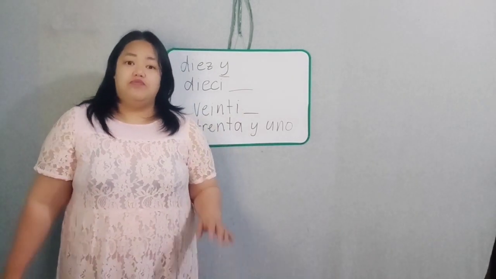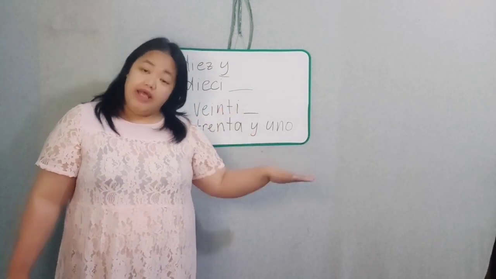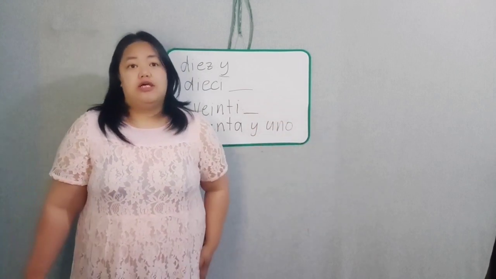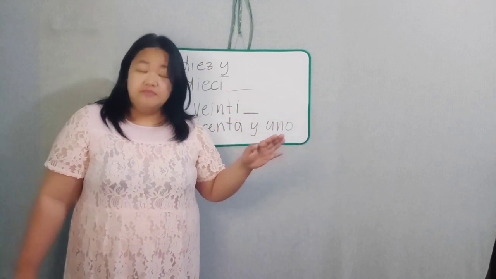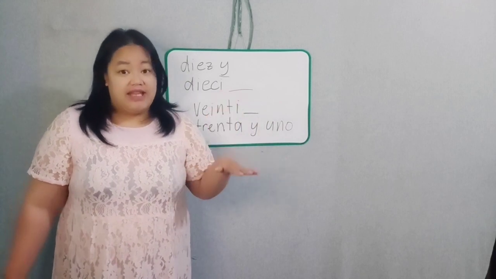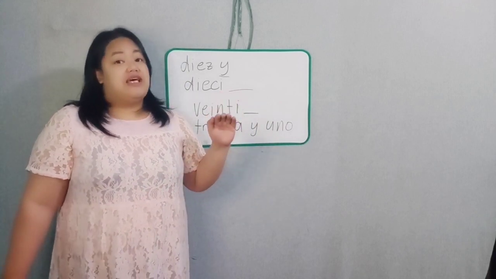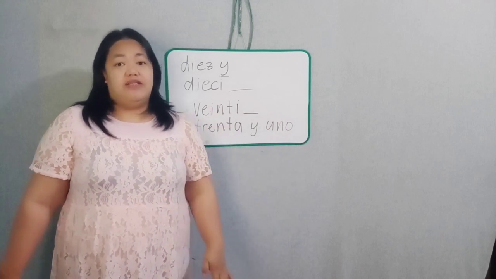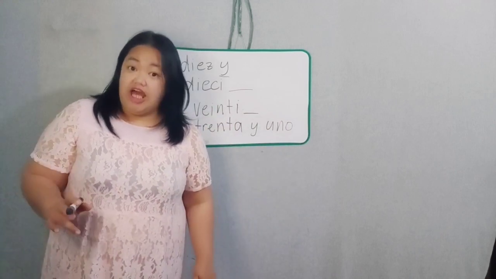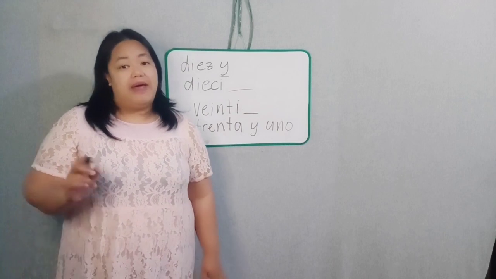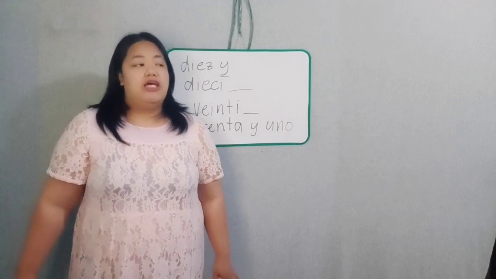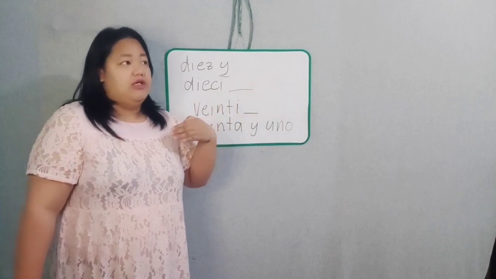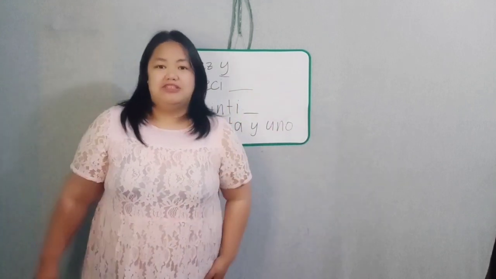So 40 will be cuarenta. So it's 41, 42, 50 cincuenta, 60 sesenta, 70 setenta, 80 ochenta, 90 noventa, until 99 will be noventa y nueve.